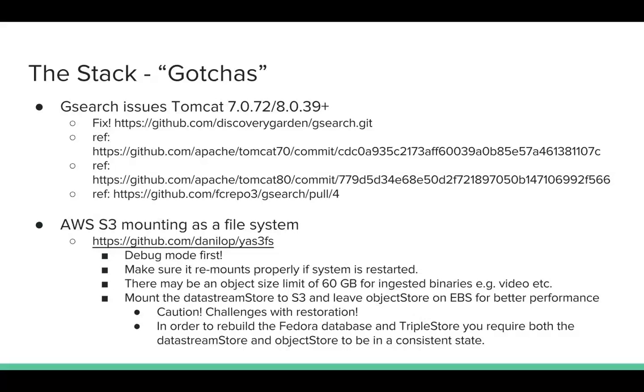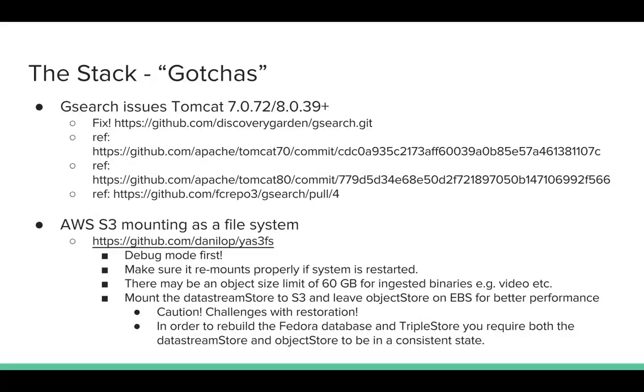So let's say you're taking snapshots of your system, you have a disaster, you revert to a snapshot, you bring the system back up. Your object store, which is sitting in the snapshot, is going to be potentially in a completely different state than what the data stream store is. So when you go to rebuild your resource index, it's going to blow up. It's not going to work because you're going to have stuff that might exist in one but not the other.